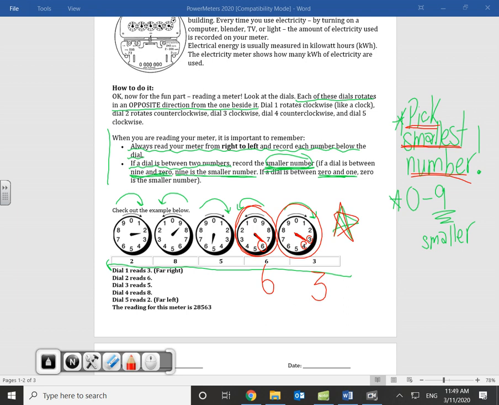All right, let's move on to the next one. We have the needle is between 6 and 5. All I want to do is pick the smallest number, which we know is 5.